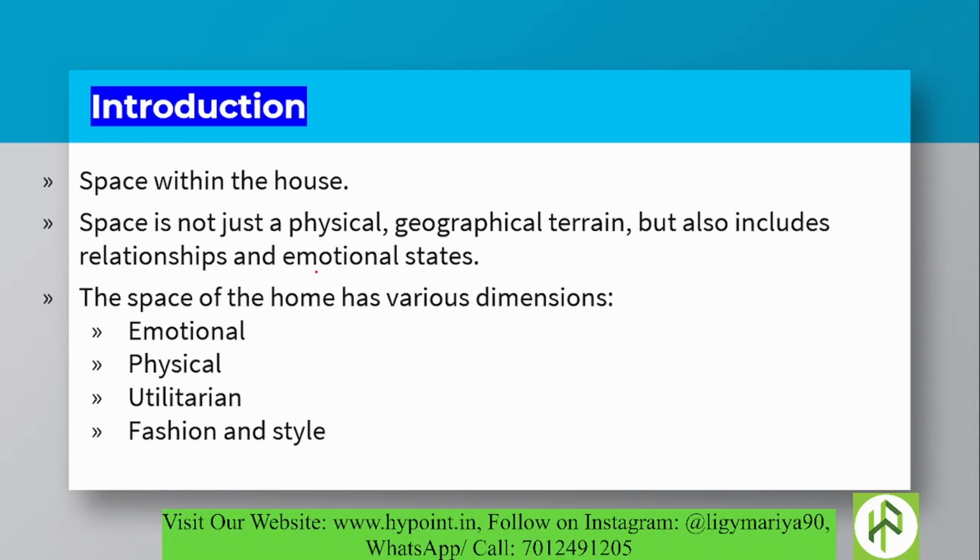So now especially space within the house, it also includes relationships and emotional states. The space of the home has various dimensions, like emotional dimension is there, physical dimension is there. See, various spaces are used for various physical functions, right? Like utilitarian, various utilities are there for different spaces within the house. Then fashion and style. What is the fashion and style that we have inside our bedroom may not be the same with the drawing room or may not be the same with the kitchen or bathroom. So it's a space of fashion and style.